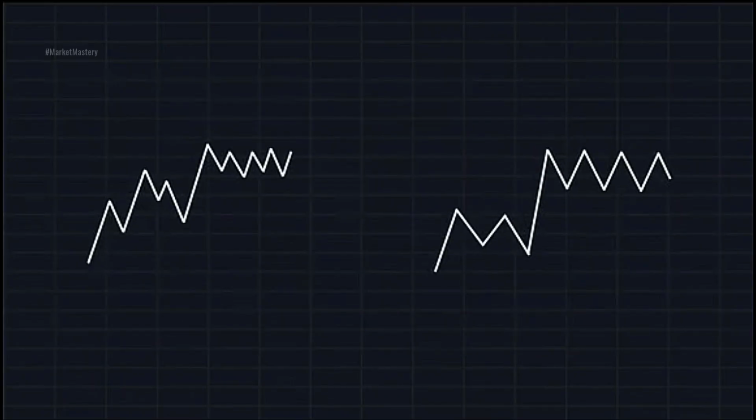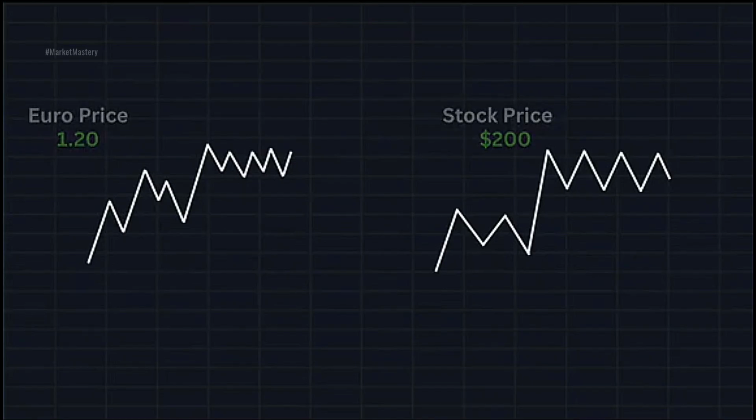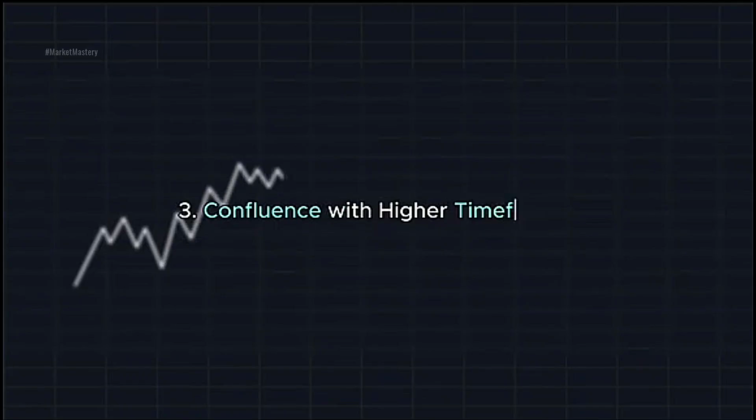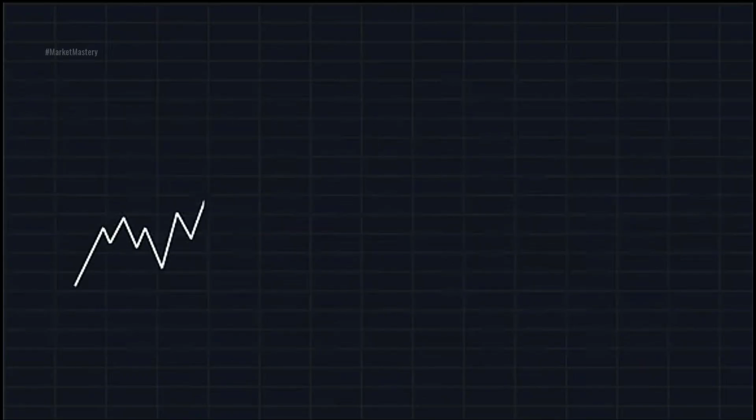2, confluence with psychological levels. The market cares about big round numbers. Prices like 1.20 on the euro or $200 on a stock are like psychological magnets. When a fresh zone forms on one of these numbers, it becomes a superpowered wall. 3, confluence with higher time frames. This might be the most important one.